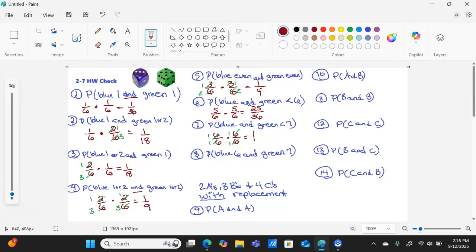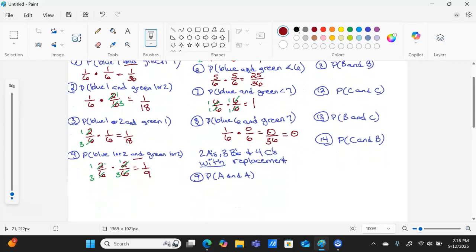The probability of the blue being a 6 would be 1 out of the 6 sides. And the probability of green being a 7 would be 0 out of the 6 sides. There is no 7. So this is going to be 0, because anything times 0 is 0. And you actually end up with 0 over 36, which is 0.